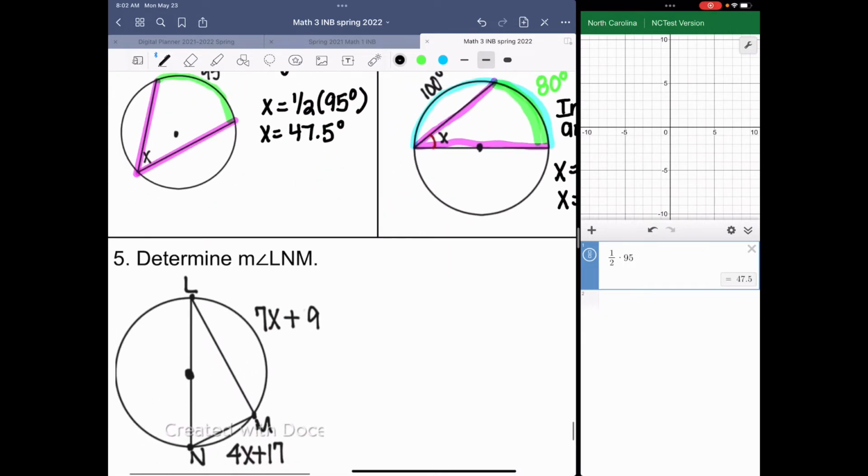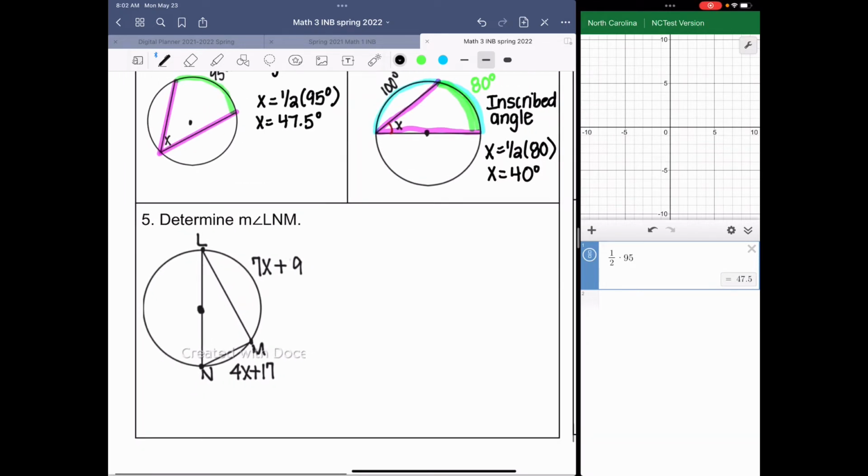All right, and then the last one we have is a little bit more algebra centered. So we still have these same measurements where we're looking at. So we have an inscribed angle again. And we know that the arc of that inscribed angle is 4x plus 17. All right, so if we have these arc measurements, this one and the 7x plus 9 and the 4x plus 7 are half of a circle. So if it's half of a circle, that means it's 180 degrees. So they want us to find the measurement of LNM.